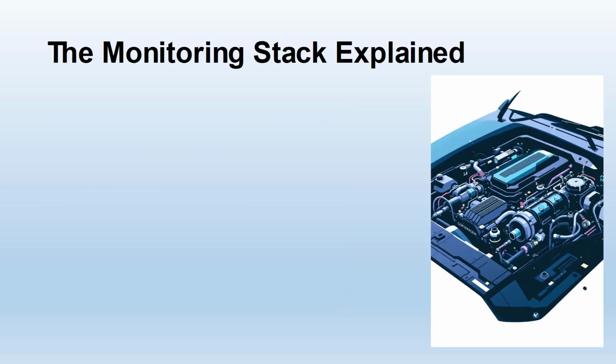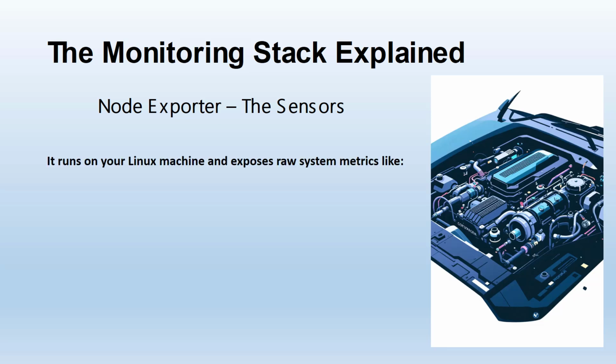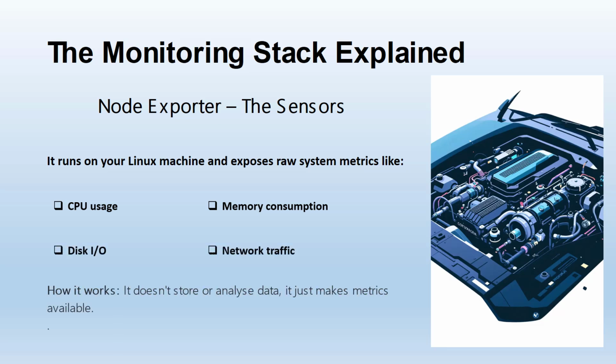Now let's understand the monitoring stack. First is Node Exporter. Think of Node Exporter as the sensors inside your car, like the speedometer, fuel gauge or engine light. It runs on your Linux machine and exposes raw system metrics like CPU usage, memory consumption, disk I/O, and network traffic. It doesn't store or analyze data, it just makes metrics available on port 9100.